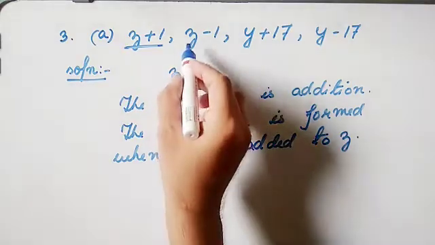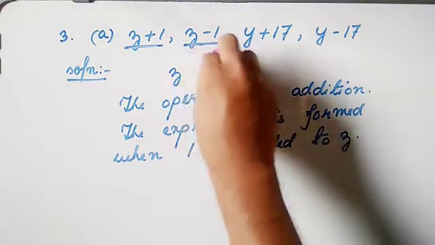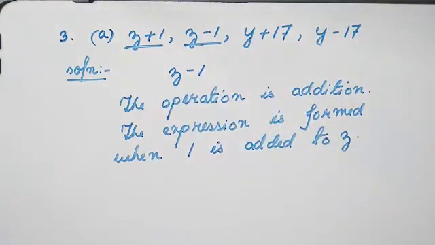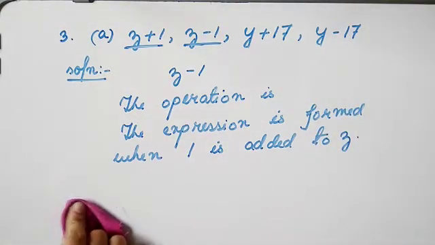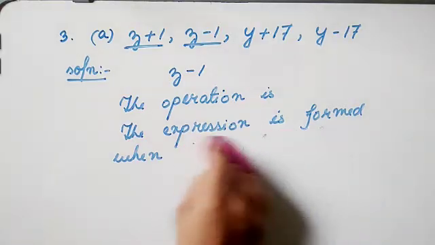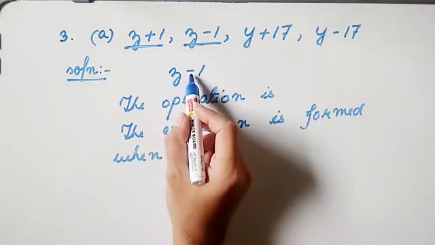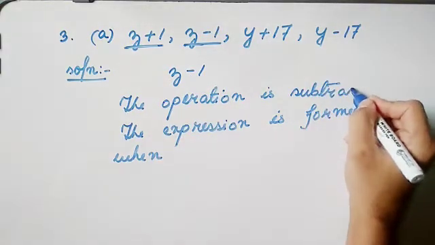Next, we have to find for the expression z minus 1. Okay, so instead of this plus, our expression is z minus 1. So first of all, we have to find the kind of operation that is used in this expression. Okay, so just by looking at this expression, we know that the operation used in this expression is, yes, subtraction, right? Subtraction.